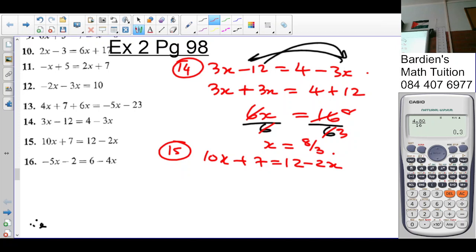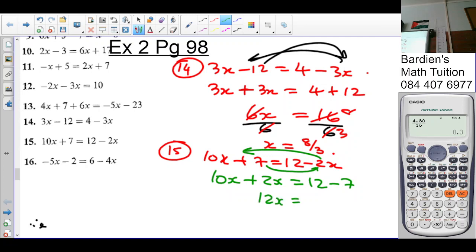Right, 5 of 12 is correct. So do the sum. 10x plus 7. Just do it the new way, please. So it's going to be 10x plus 2x, yes, is equal to 12 minus 7. So what is 10x plus 2x? 12x is equal to?